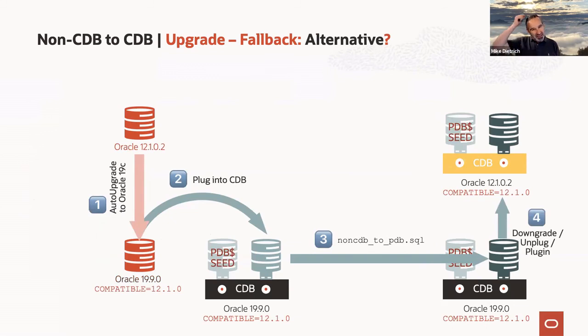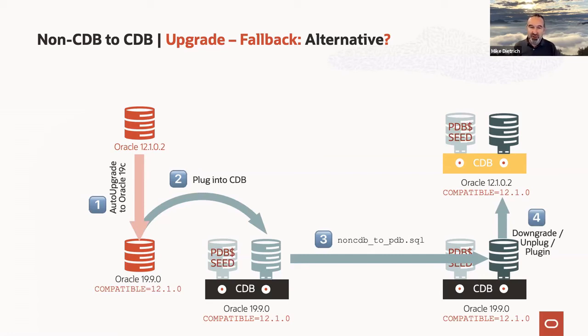The multitenant team promoted this alternative, which, when you see the slide, you think, oh my God, what's that? So I guide you, no worries. I intentionally didn't do this animated because sometimes the animations don't come out well on Zoom. The idea here is that I do my upgrade, and in the upgrade, compatible stays constant. So we don't touch compatible. Let's say I have a 12.1.0.2 database and I upgrade it to 19.9, and compatible stays 12.1.0.2.